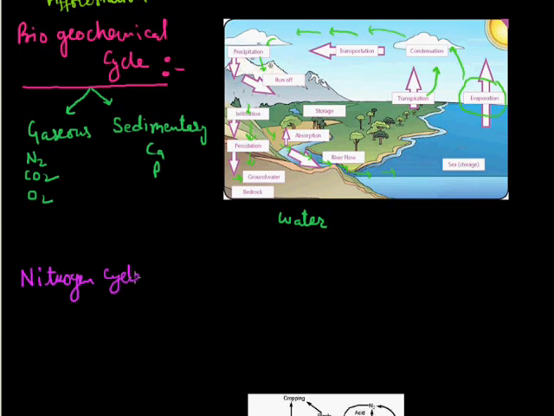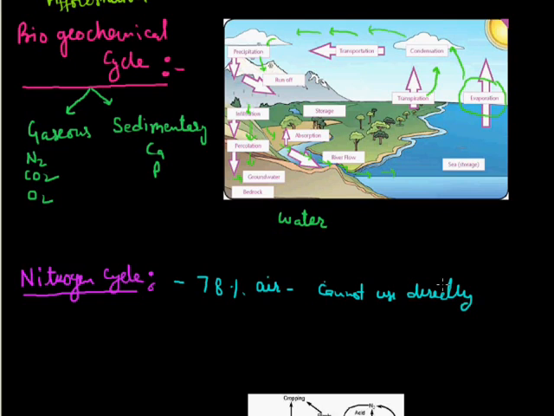Nitrogen cycle. Nitrogen is present in the air or atmosphere. 78% nitrogen is present in the atmosphere, but it is not useful for plants. From the plant's point of view, it is not used directly, because plants cannot use it directly.